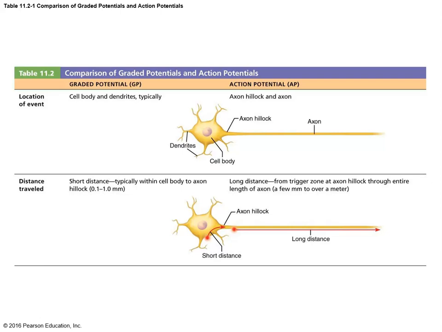Action potentials, because they have those recharge stations, and because there's often a deal of insulation associated with that particular part of the nerve, allow for long distance transmission. So again, graded potentials, short distance transmission, action potentials, long distance transmission.